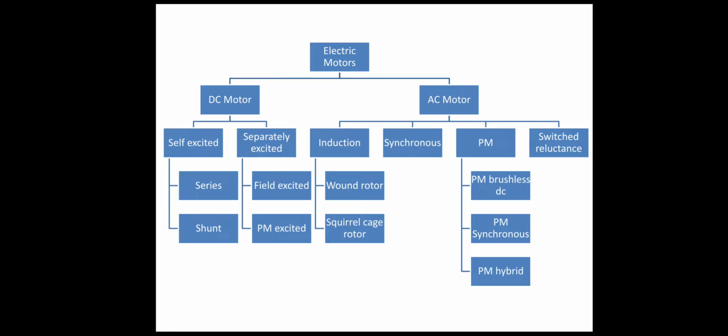The permanent magnet motors with sinusoidal air gap flux distribution are called permanent magnet synchronous motors, that is, PMSM motors. And those with trapezoidal air gap flux distribution are called brushless DC motors. So these are the two classifications of the permanent magnet motors, and most often the PMSM motors and BLDC motors are used these days.